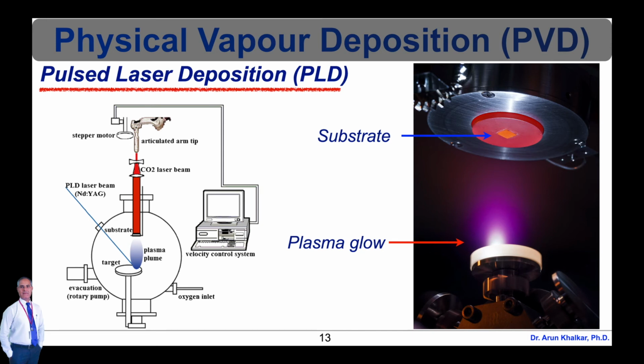This process can occur in ultra-high vacuum or in the presence of a background gas such as oxygen, which is commonly used when depositing oxides to fully oxygenate the deposited films. A typical schematic diagram of pulse laser deposition is shown in this diagram, which shows the PLD laser beam, which is an Nd:YAG laser, whereas a CO2 laser beam is also used for the deposition. The actual diagram of the system is shown at the right hand side, which shows the substrate and plasma glow.